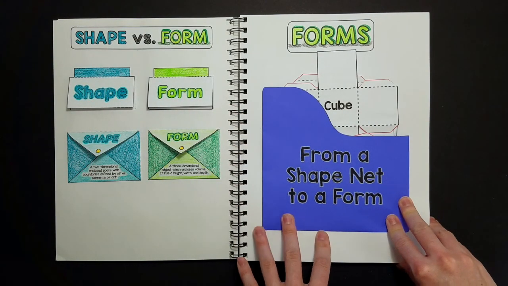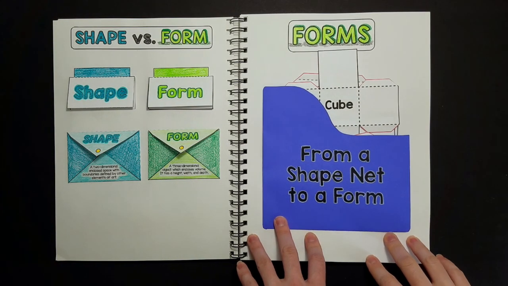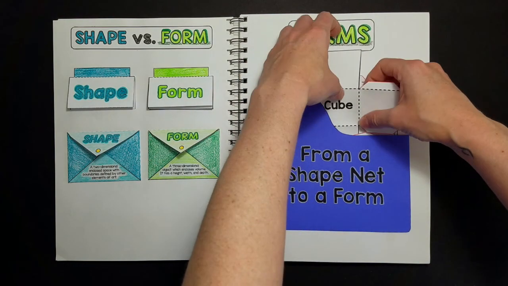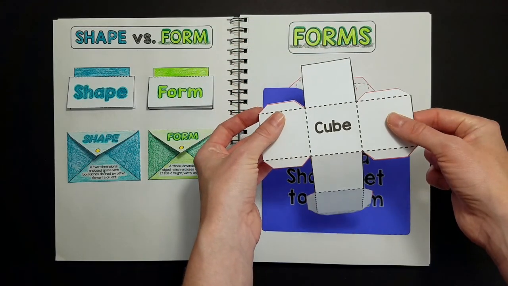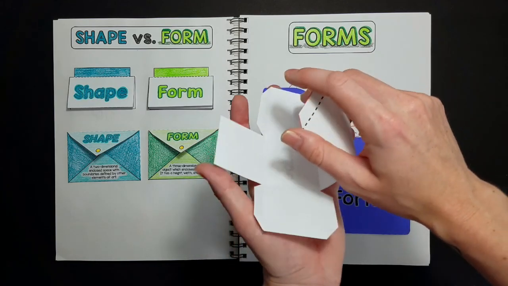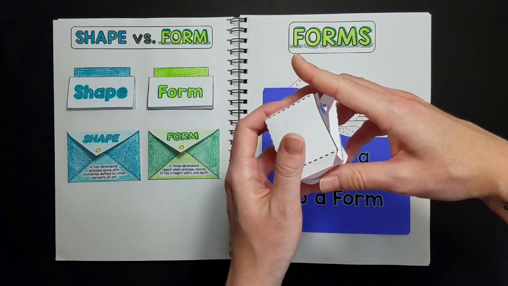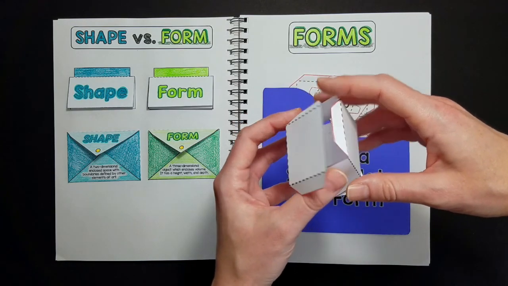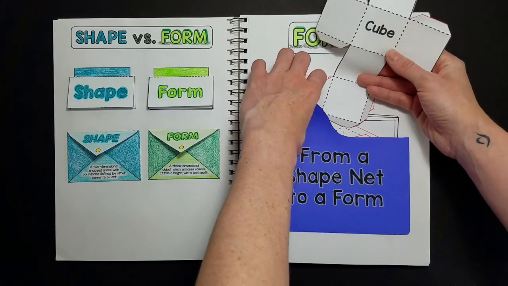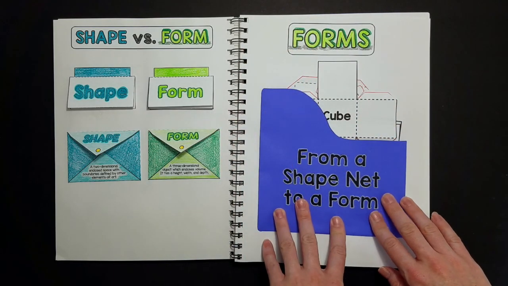Now over here we have a pocket that says from a shape net to a form, and this is just showing how students can take two-dimensional shapes and build them into three-dimensional forms. So there's a whole bunch of shape nets included. I have a cube one right here, and you could have your students just hold it in their hands and try to fold it together and create the shape, but as you can see it doesn't really stick very well when you do that. So I would really suggest making this a gluing activity for your students and have them glue these forms together to create them. But if you did just want to do the folds and have them practice with that, you could just keep them in this pocket.